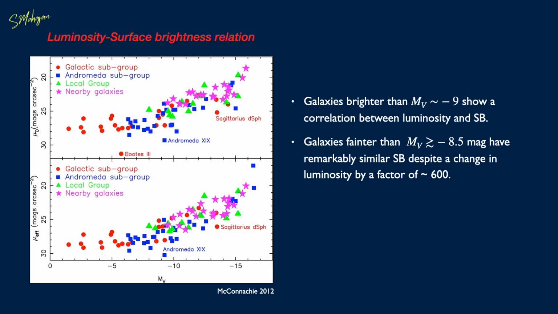The central surface brightness is in principle more susceptible to localized features such as nuclei, individual bright stars, etc. present in the center of a dwarf galaxy relative to the effective surface brightness. But irrespective of the measure of surface brightness considered, galaxies brighter than V-band absolute magnitude of around -9 show a correlation between luminosity and surface brightness. In fact, galaxies fainter than absolute V-band magnitude of around -8.5 mag have remarkably similar surface brightness despite a change in luminosity by a factor of around 600. This is therefore a hot topic of debate.